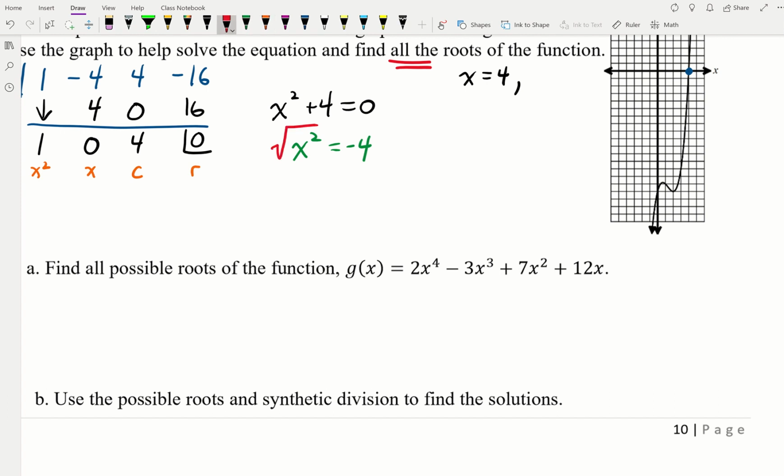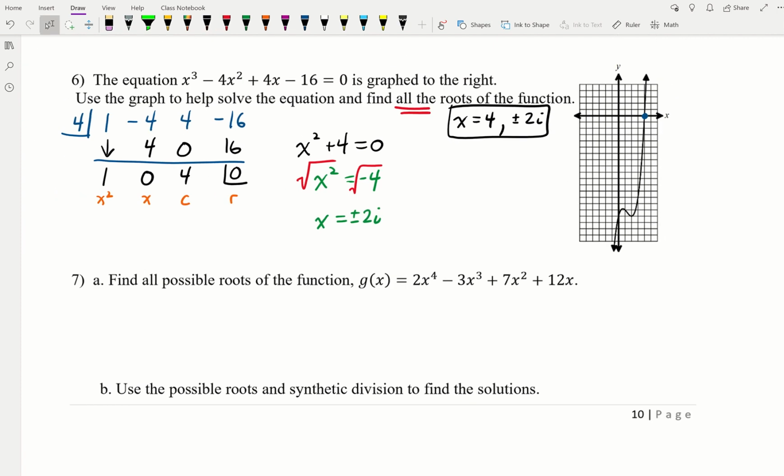Then we can square root both sides. Square root of x squared is x. And then over here, the square root of -4 is going to be 2i. And one thing you want to remember is whenever we solve by square rooting, we've got to include the plus or minus. So the other solutions, there are 2 more of them, are +2i and -2i. So we've got plus or minus 2i. And the reason that you don't see those on the graph is because they're imaginary. So imaginary solutions will not show up in the graph.